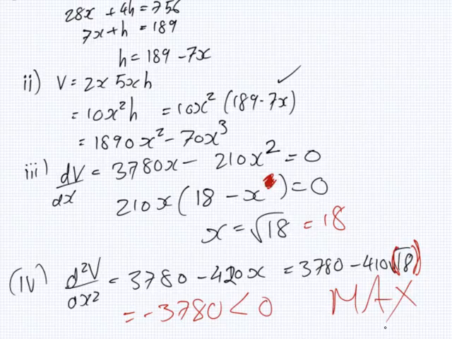How did you get 3780? I differentiated the derivative. No square root. Okay. Next. The second derivative is negative, so it's a maximum.